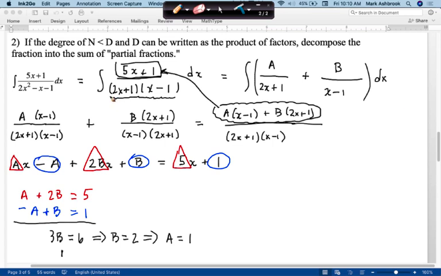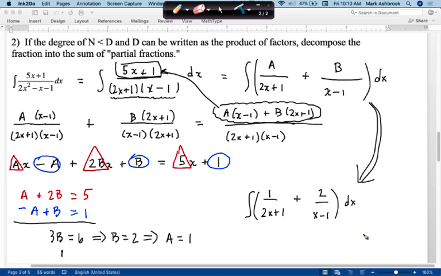And so now we can rewrite our original problem, which was complicated. This is equal to the original problem, and we know what A and B are. So we can come down here like this: 1 over 2x plus 1 plus 2 over x minus 1. And now each of those are individually easy, right?